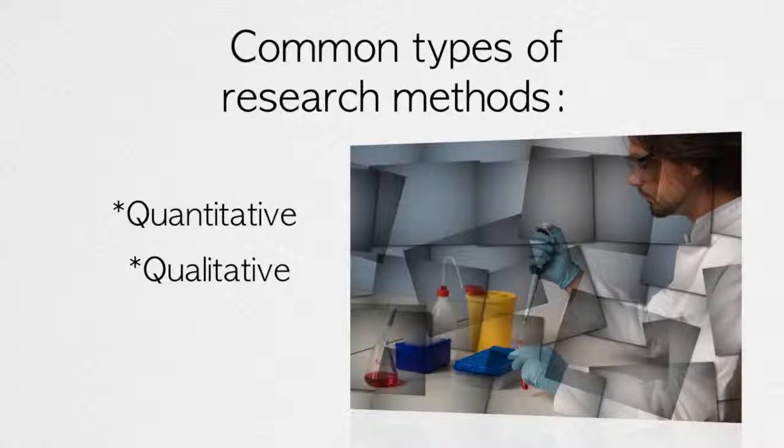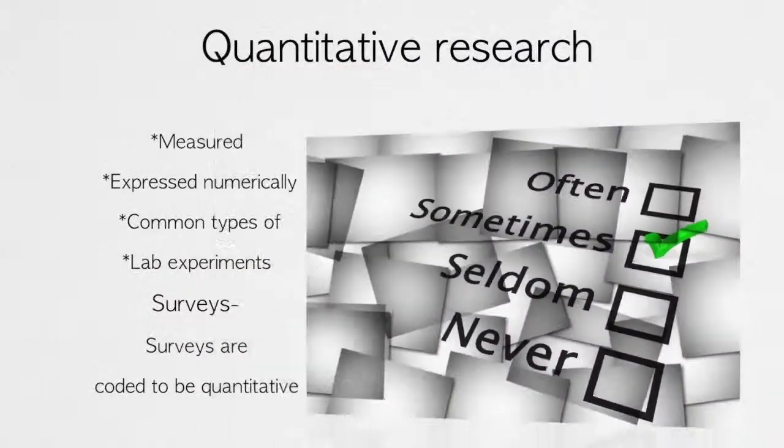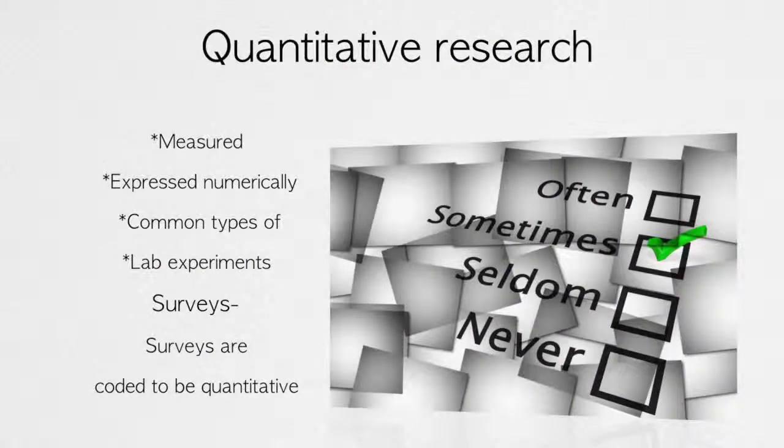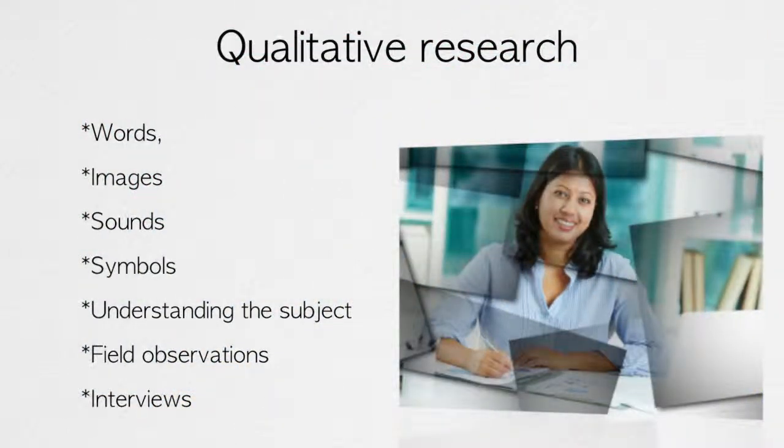Research results are evaluated differently depending on if the research is quantitative or qualitative. In quantitative research, the research results are measured and expressed numerically. Common types of quantitative research are lab experiments and surveys. Surveys are often coded to be quantitative, with some answers remaining qualitative. In qualitative research, the research results are recorded in words, images, sounds, or symbols, with the aim of understanding the subject of the study. Common types of qualitative research are field observations and interviews.